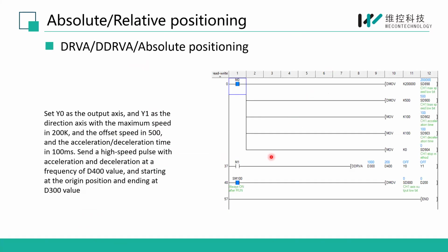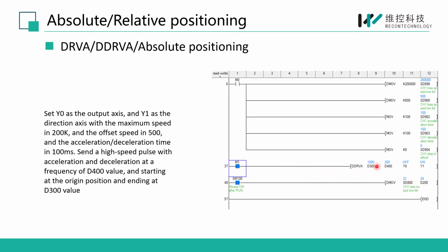Let's see this. For example, I trigger when I set the 1000 pulse, and when I trigger this instruction, the result is 1000. And then I change this parameter to negative 1000. You can see the result is different.